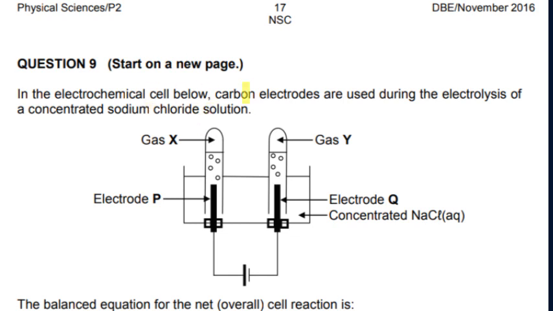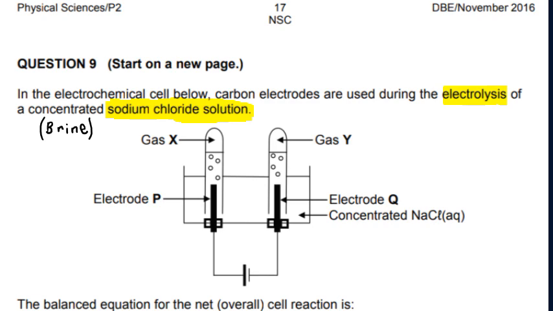Right, question number 9 from November 2016. It says that in the electrochemical cell below, carbon electrodes are used during the electrolysis of a concentrated sodium chloride solution. So what do we call concentrated sodium chloride solution again? If they ever ask you, it's called brine.